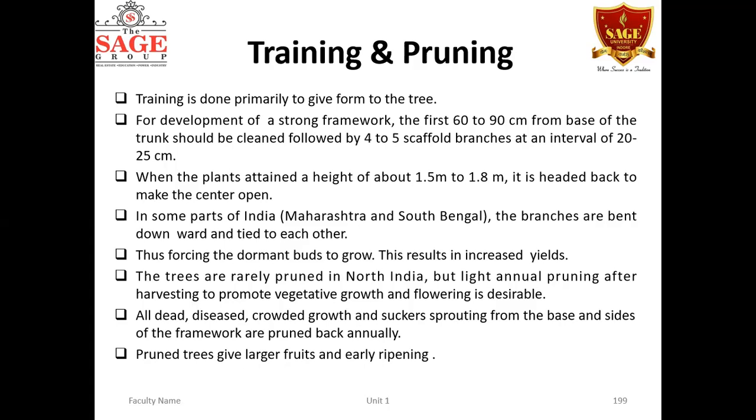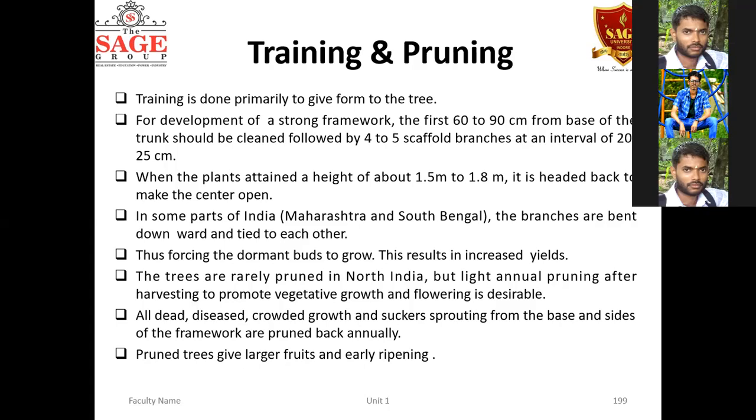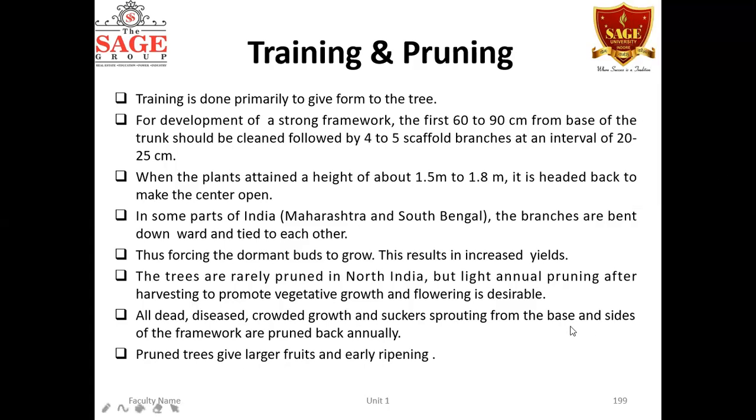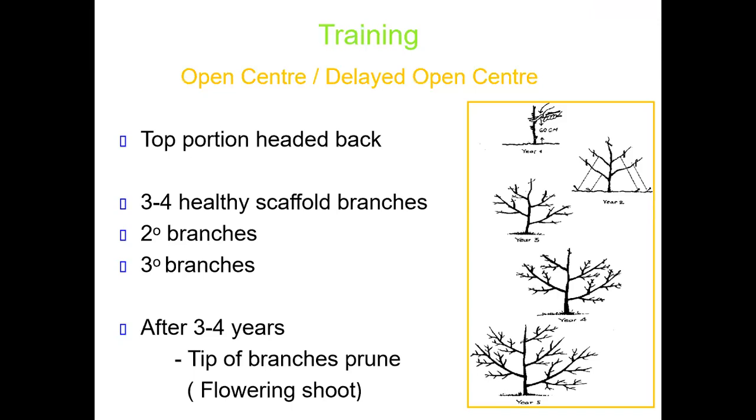So also you need to cut at proper intervals each year. Pruned trees give larger fruits as well as early ripening. You need to prune the trees so that you can maintain your yield properly. These are all practices to maintain the proper canopy of the plant, so that you can get proper flowering as well as proper yield.